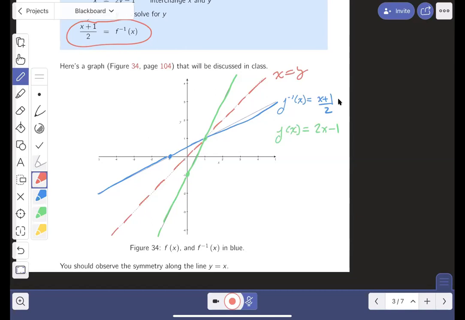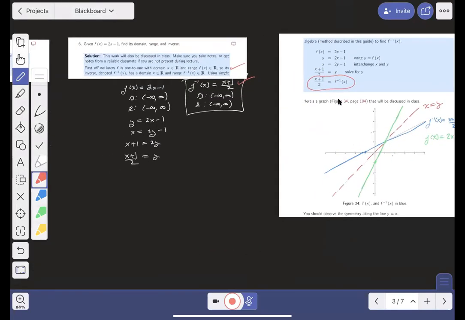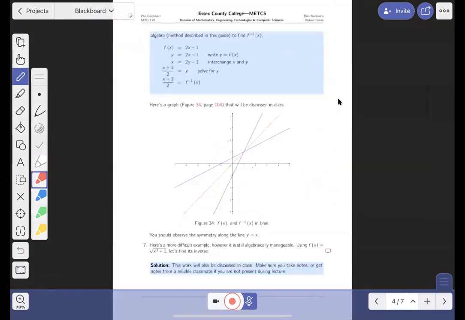It's indicating invertibility. F and F inverse are inverses of one another. You should observe that symmetry. It's a nice symmetry to observe. That was number 6, so we can go to number 7 now.